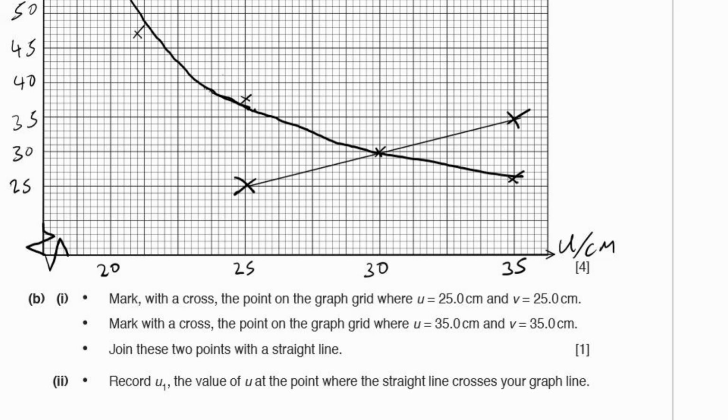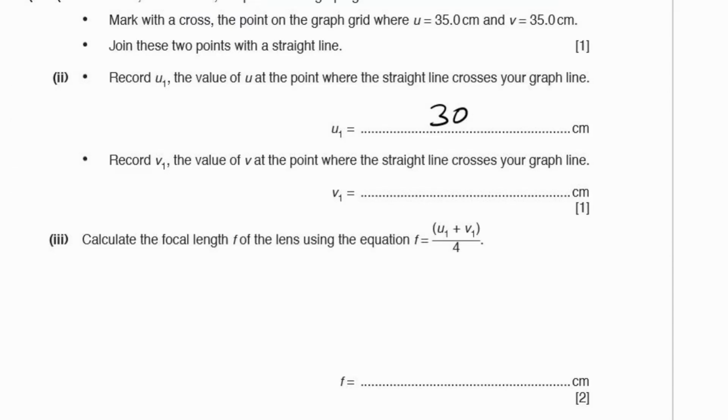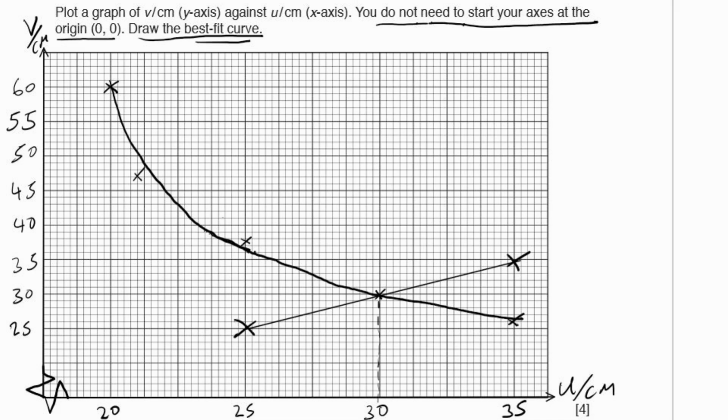And part 2, record u1, the value of u at the point where the straight line crosses your graph. Now that looks to me like the straight line crosses the graph when u equals 30. Straight down there. So that's our u equals 30. Record v1, the value of v at the point where the straight line crosses your graph. And interestingly enough, that looks like it's 30 again. If I follow this line across, there we are, comes out at 30, it's exactly where it crosses, so it's 30 as well.